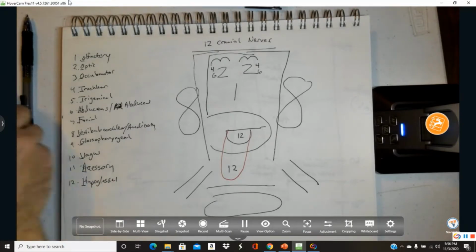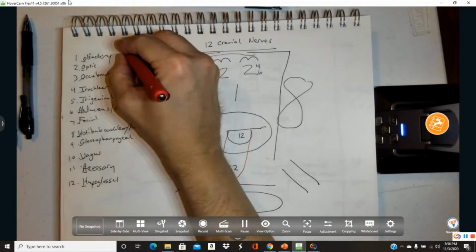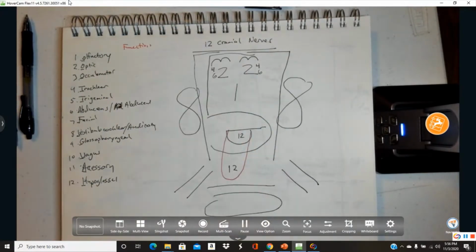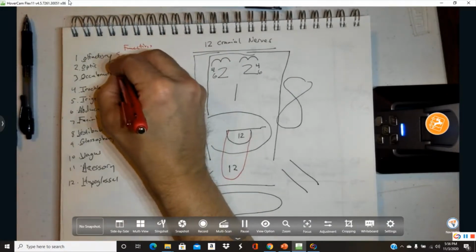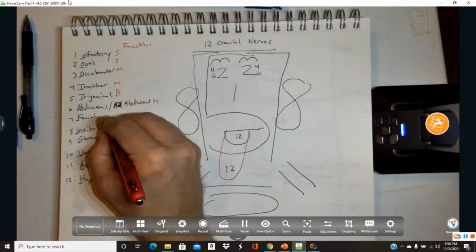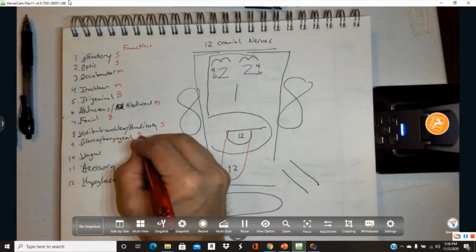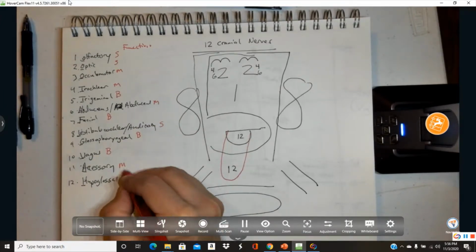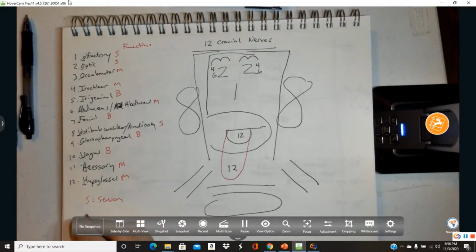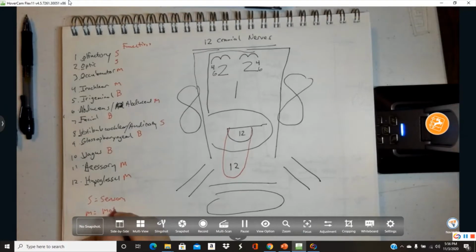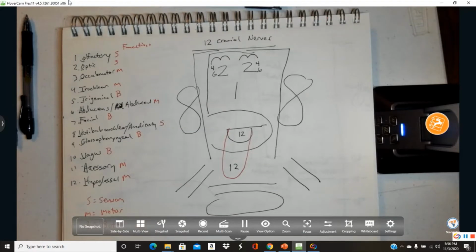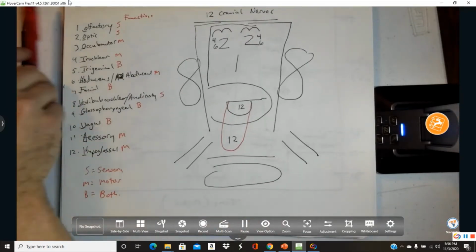Now, the other thing is the functions. Functions can be sensory, motor, or both. Now, to remember the functions, some say marry money, but my brother says big brains matter more. S equals sensory, M equals motor, and B equals both sensory and motor. Some say marry money, but my brother says big brains matter more.